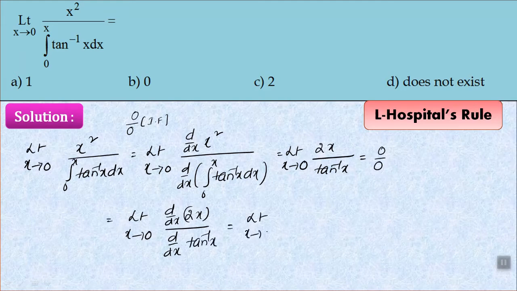That equals limit x tends to 0, d by dx of 2x is 2, divided by d by dx of tan inverse x, which is 1 by (1 plus x square). Now substitute the limit here. 2 by, here 1 by (1 plus 0), that is 1. This equals to 2. Therefore, the answer is option C.